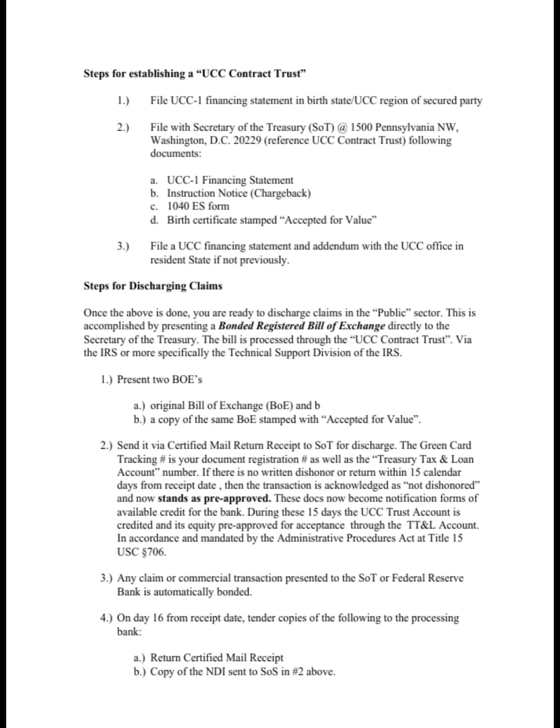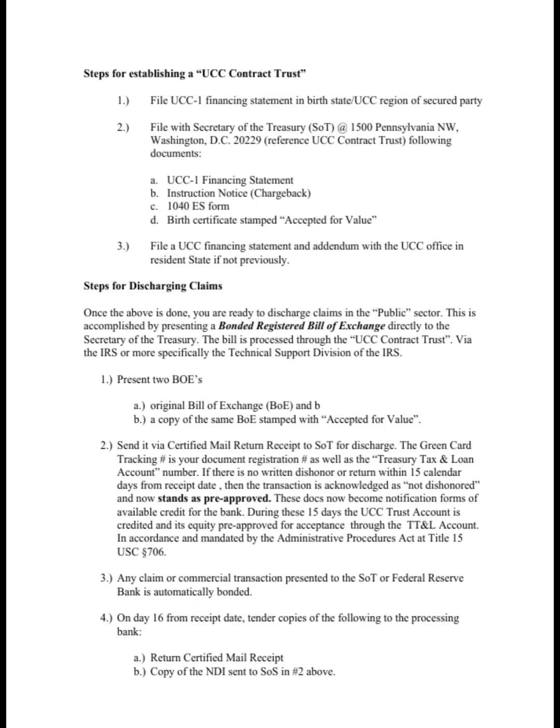So number two, file with the Secretary of Treasury, 1500 Pennsylvania Northwest, Washington, D.C., zip code 20229. You're going to want to reference the UCC contract trust, and that's what it's going to be called too. A lot of people make the mistake of calling it a Treasury Direct account. That's something completely different. Don't get yourself messed up by calling it something that it is not, because then they're going to send it to the wrong place and nothing's going to get processed correctly. It has to go to the UCC Contract and Trust Division and/or the Technical Support Division, right? So that's where you would be sending your instruments in order to get processed.